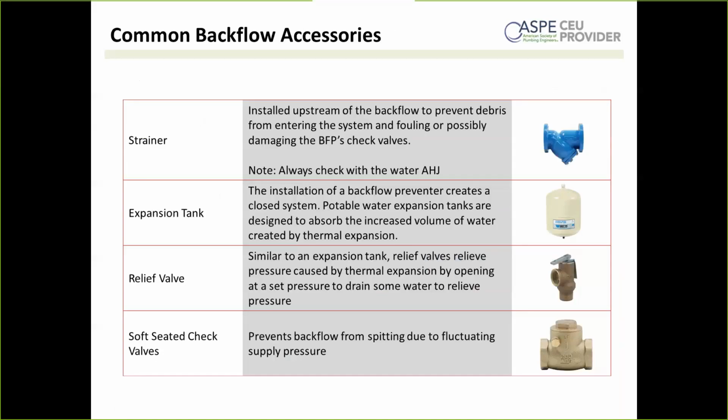Couple other common accessories. We talked about strainers, but expansion tanks and relief valves are also things you want to include. These are used to deal with thermal expansion. When you add a backflow preventer, you're creating a closed loop, right? You're isolating your system from all of the piping before that, whether it's in the rest of your building or whether it's in the larger water distribution system.